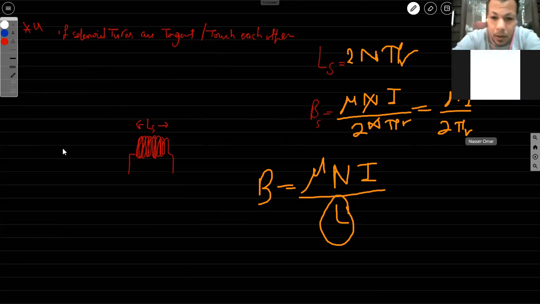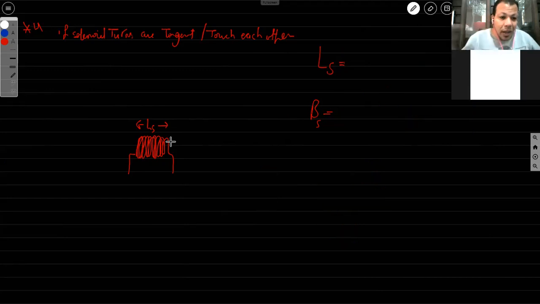Am I right, sir? Okay, but why do you talk about the diameter? We need only the length. Why do you talk about the perimeter? We need only the length, we don't need the length of the wire.